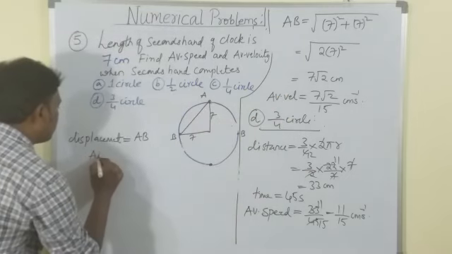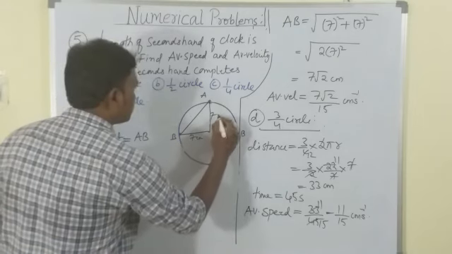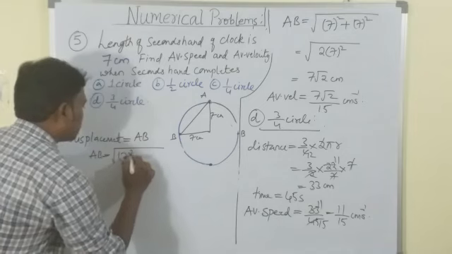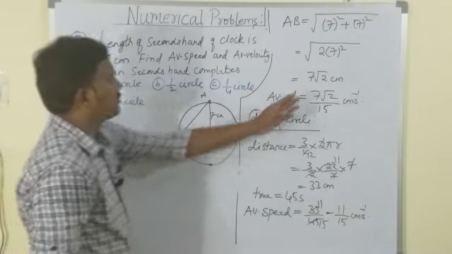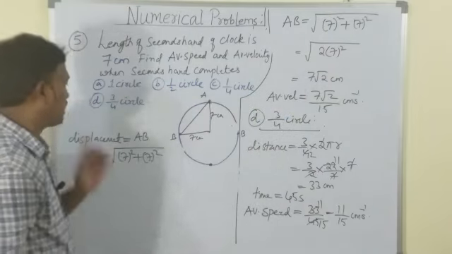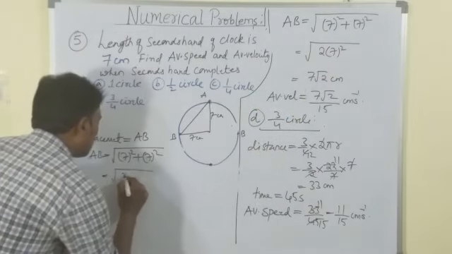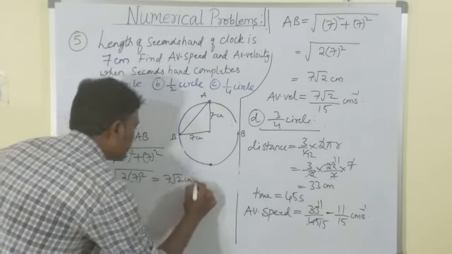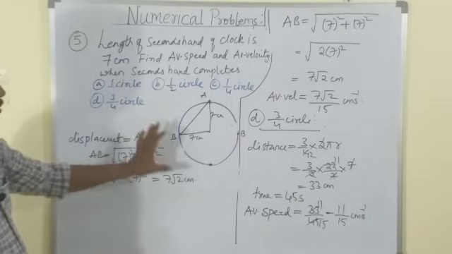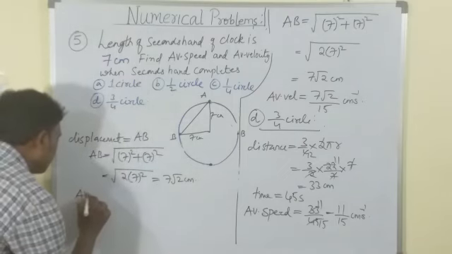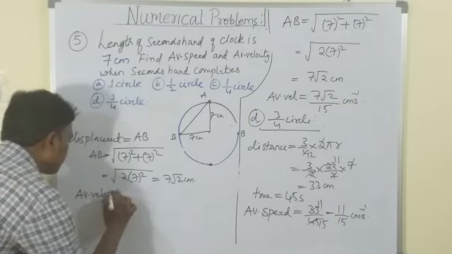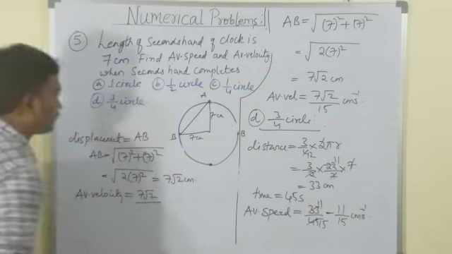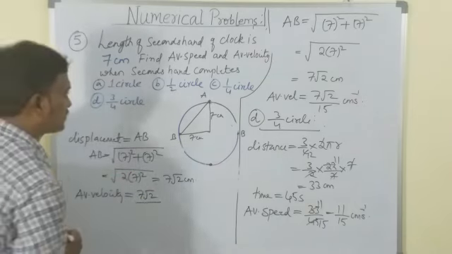So AB, this is 7 centimeters and this is 7 centimeters. Using the Pythagoras theorem, we can calculate. Same as you got for a quarter circle, the same value you are going to get here. 2 times 7 square, you are getting 7 under root 2 centimeters. This is the displacement. So, we are going to find out now average velocity. What is the displacement? 7 under root 2. And what is the time? 45 seconds.